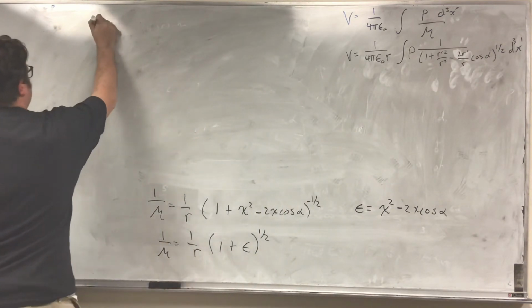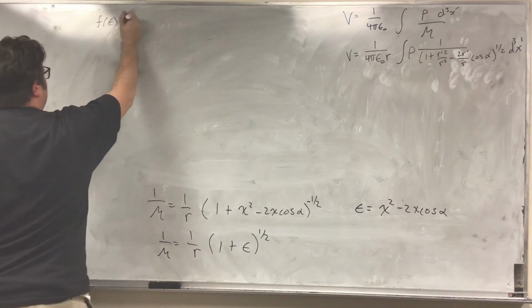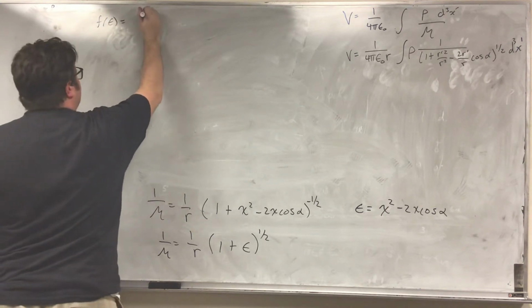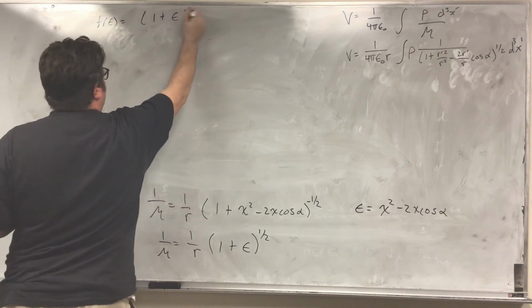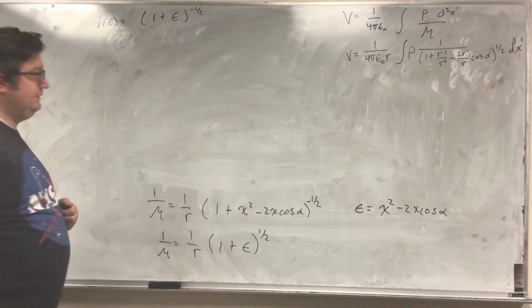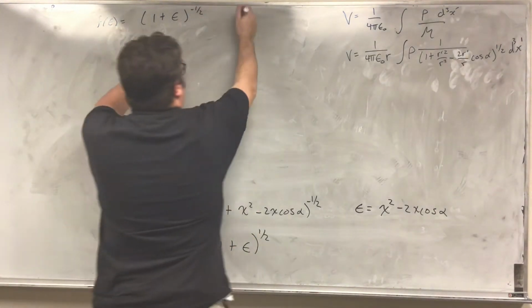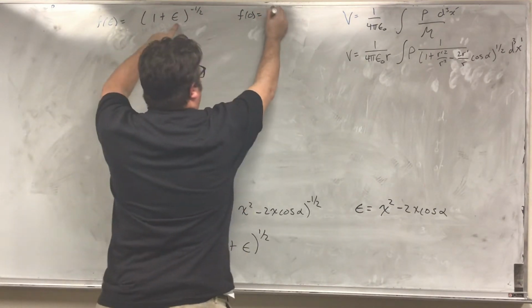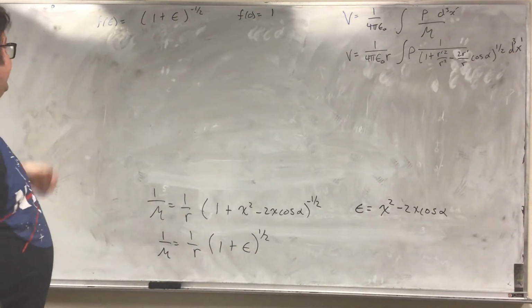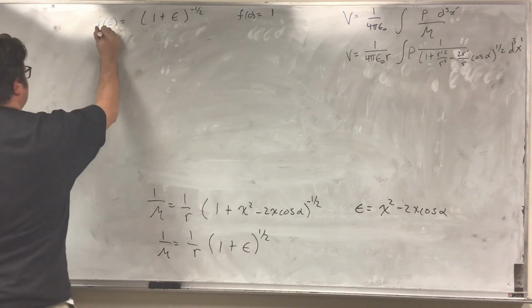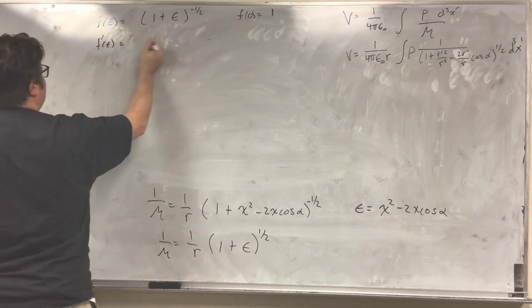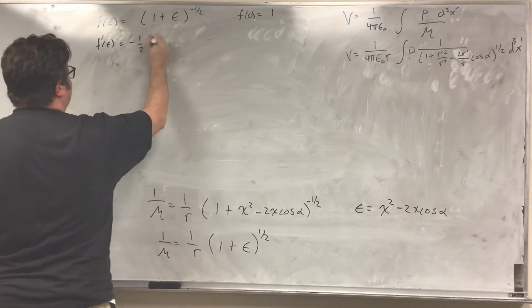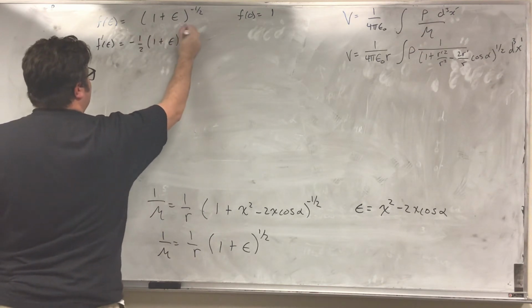So, let's take f of epsilon equal to 1 plus epsilon to the minus 1/2. If I look at f of 0, plugging 0 in, I get 1. Now I take the derivative of this, because I'm going to do a Taylor expansion. So I get minus 1/2, 1 plus epsilon to the minus 3/2.